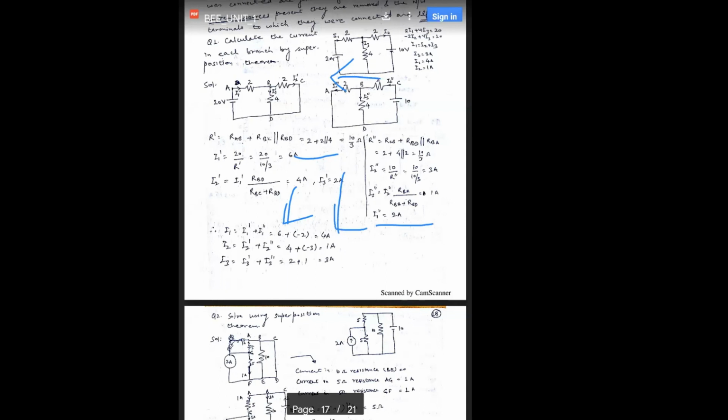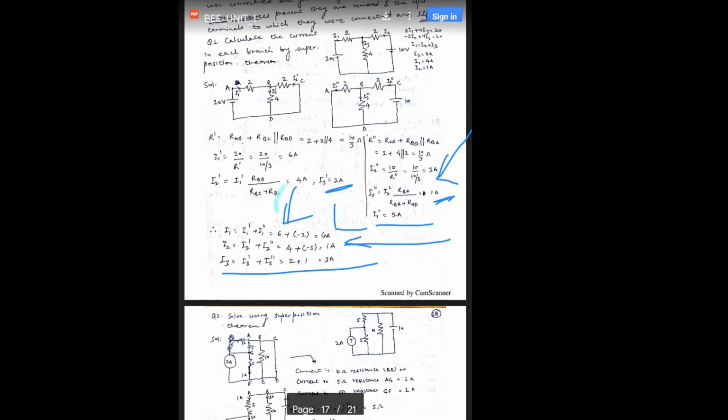Okay, similarly I2 current is from LHS to RHS as 4 amperes, and RHS to LHS is 3 amperes, so net current is 3 ampere. And in case of I3 dash, in both the circuits, it is moving down. So this 2 ampere and this 1 ampere is added to get the result. Okay.